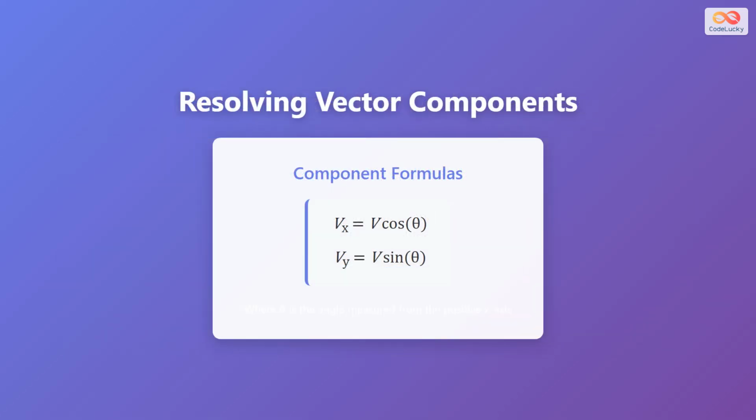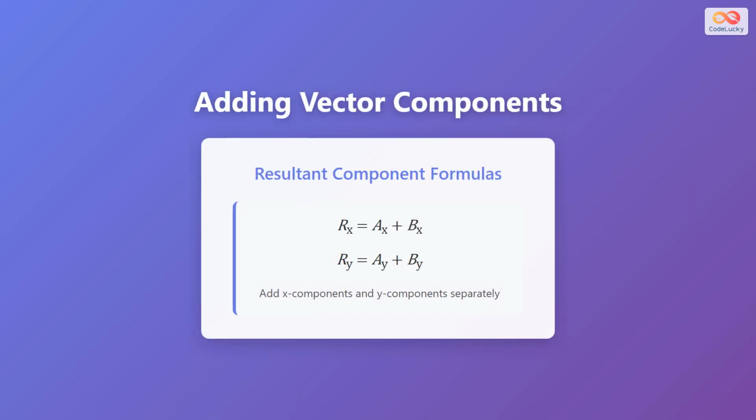To use the mathematical method, you first need to resolve each vector into its components. Any vector can be broken down into an x component and a y component using trigonometry. The x component equals the magnitude of the vector times the cosine of the angle theta, where theta is measured from the positive x-axis. The y component equals the magnitude times the sine of the same angle. These formulas allow you to express any vector in terms of its horizontal and vertical parts.